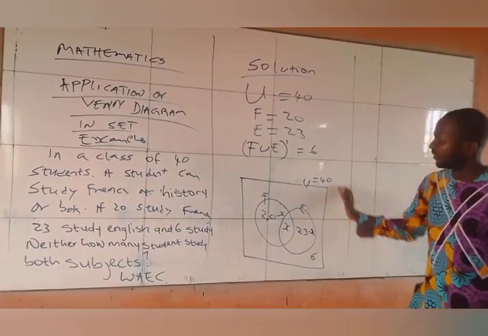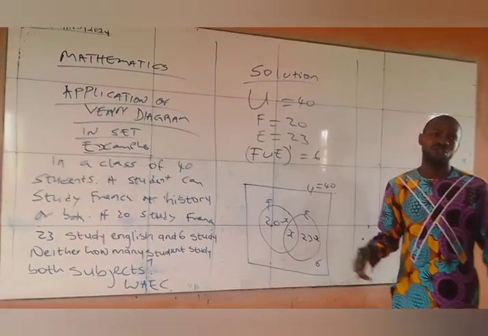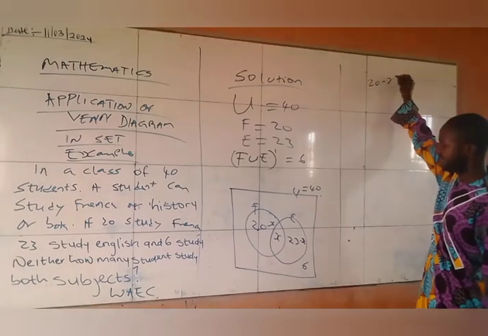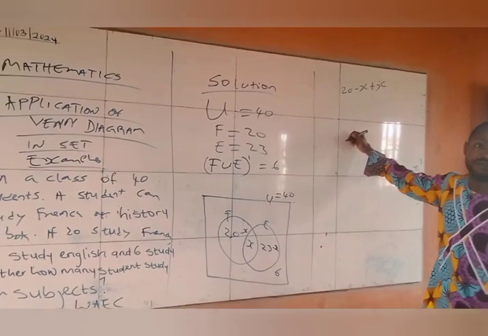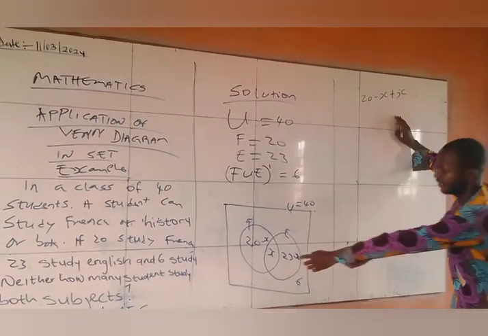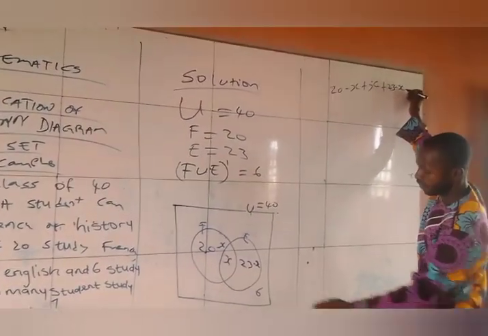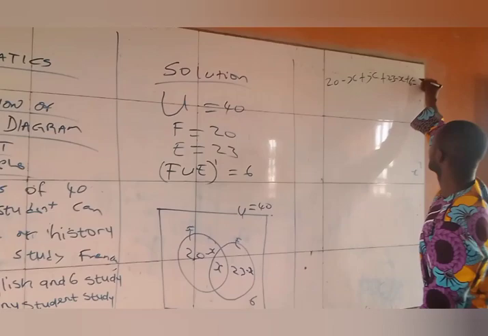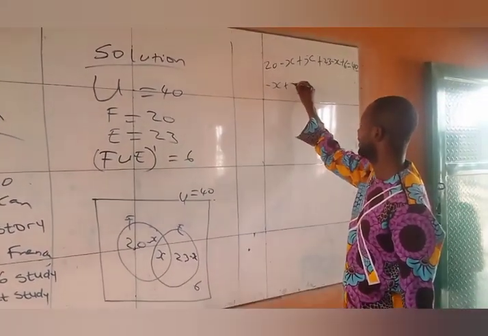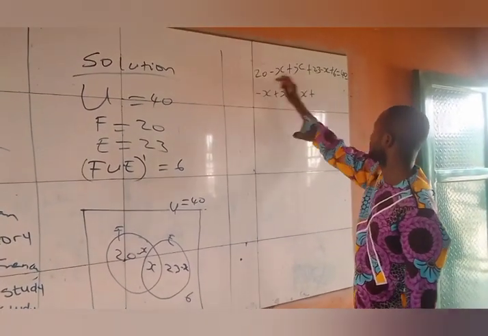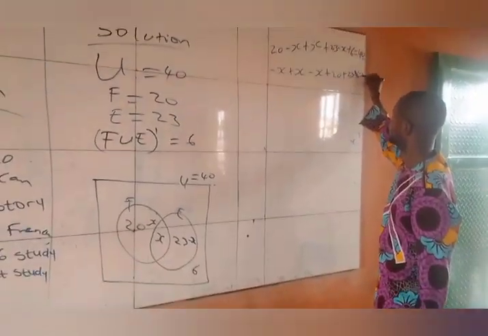You know that everything that we have in this diagram adds up to 40. So what do we have? 20 minus X plus this X here plus 23 minus X plus the 6, all is supposed to give us 40. So we're going to be collecting like terms. We have minus X plus X minus X plus the numbers 20 plus 23 plus 6, all equal to 40.